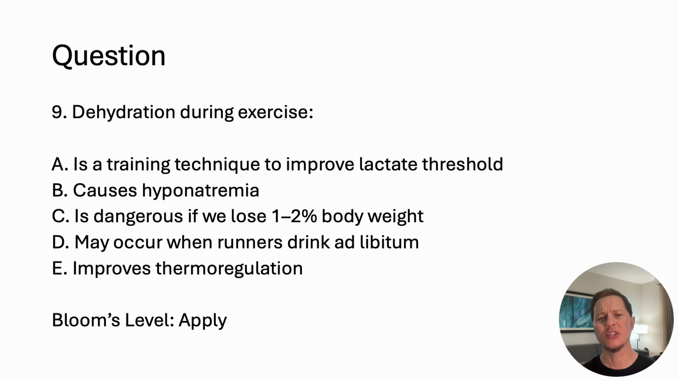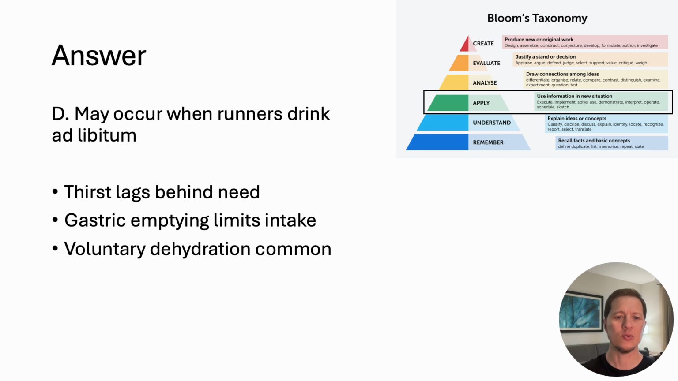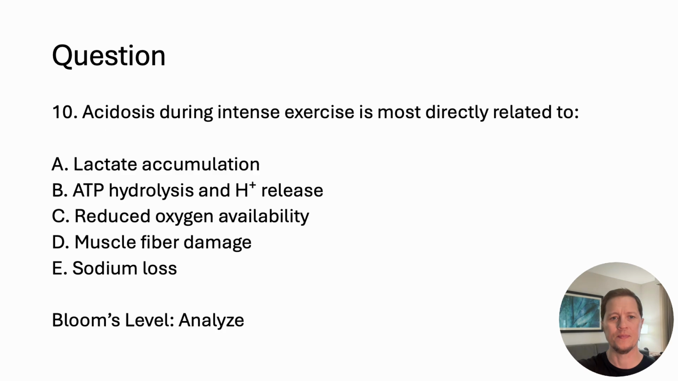Question 9, dehydration during exercise. A is a training technique to improve lactate threshold, hopefully not. B causes hyponatremia. C is dangerous if we lose 1 to 2% body weight. D may occur when runners drink ad libitum, or E improves thermoregulation. And this one is D, may occur when runners drink ad libitum. So this is that drinking to thirst, which often, unfortunately, fails to match the fluid losses during prolonged endurance exercise, leading again to that voluntary dehydration, even when fluids are readily available.